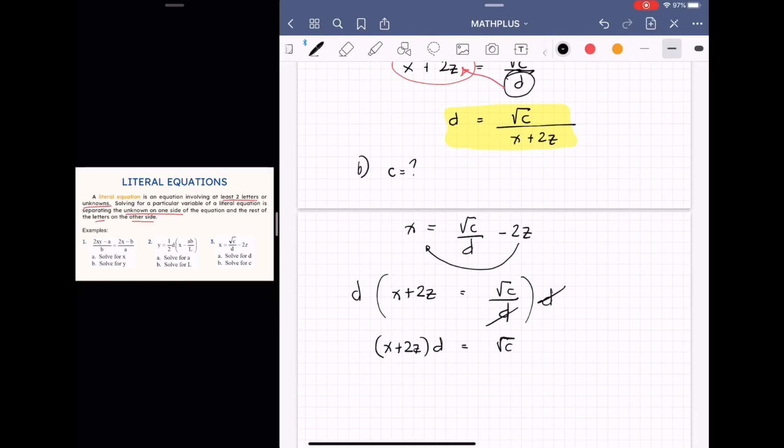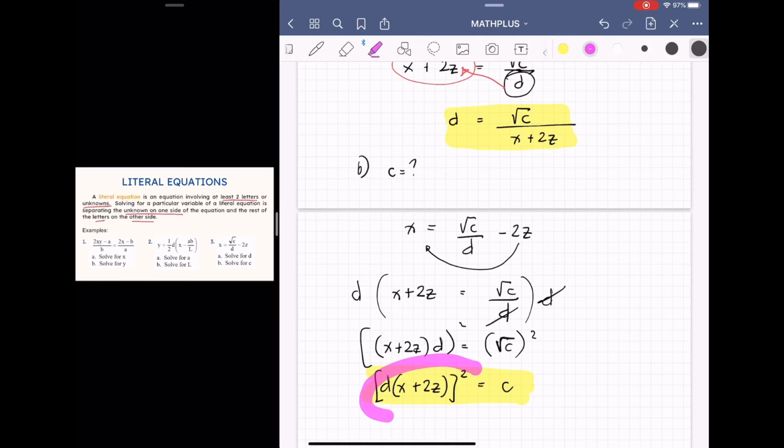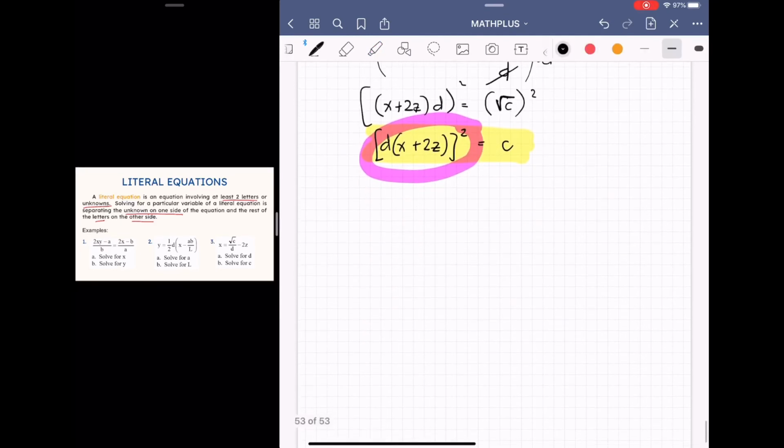To be able to remove the radical, I'll have to square both sides of the equation, and that will result to d times x plus 2z. I just placed the monomial first, or the single variable d first, squared, equivalent to c. So this could be my answer, or if you want, you can further expand the left side. Okay, but if you will properly write that, it should be c equal to d times x plus 2z quantity squared. And there you have it, your literal equations.